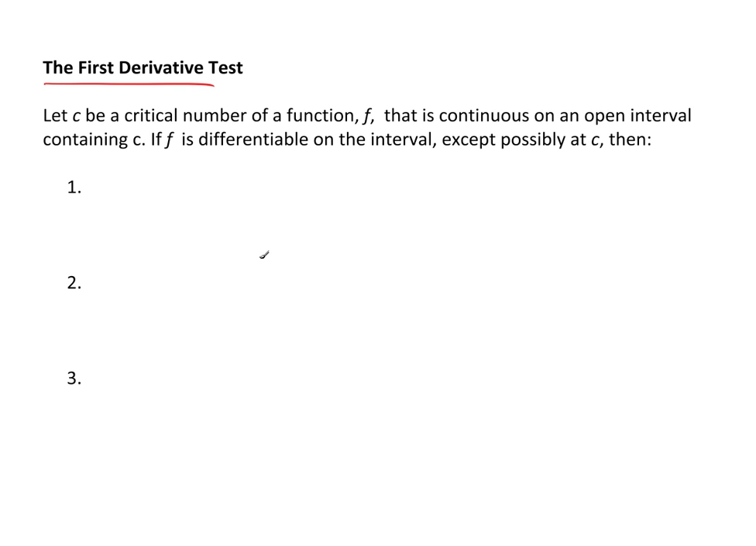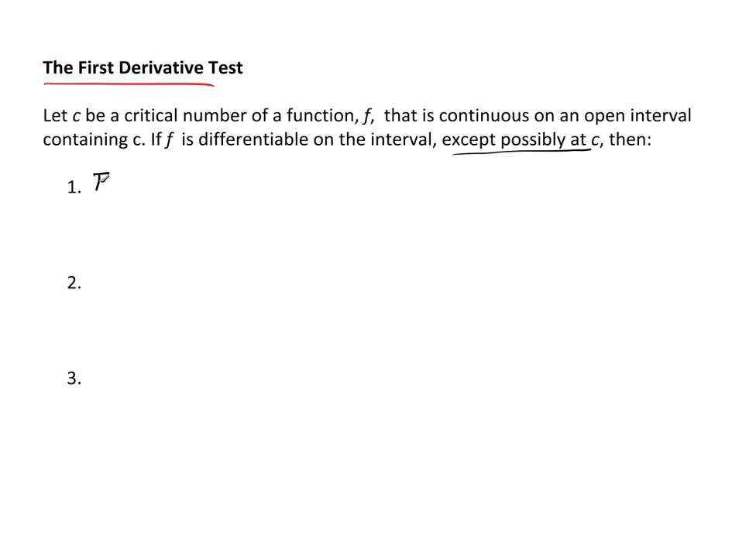Now, let C be a critical number of a function f that's continuous on an open interval containing C. If f is differentiable on the interval except possibly at C, that means that the first derivative could be undefined at C, then, this is what it's doing. This is defining all the critical numbers, is what it's actually doing.